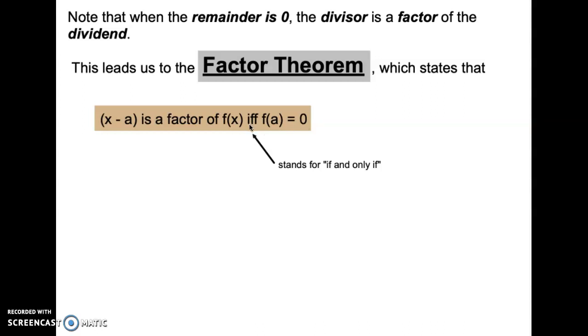Now, a little side note here, you'll notice that this statement has IFF. That's not a spelling mistake. It stands for if and only if. And in math, what that means is that you can actually switch the two sides of the statement, and the statement still holds true. So we can read this as if x minus a is a factor, then f(a) equals 0. And we can also say if f(a) equals 0, then x minus a must be a factor. So you can switch those two sides of your statement and it will still hold true, which is not always the case.